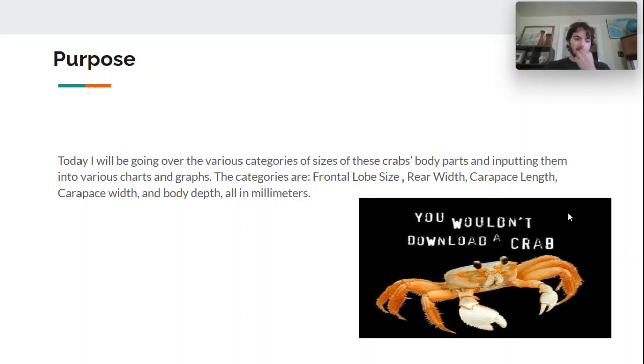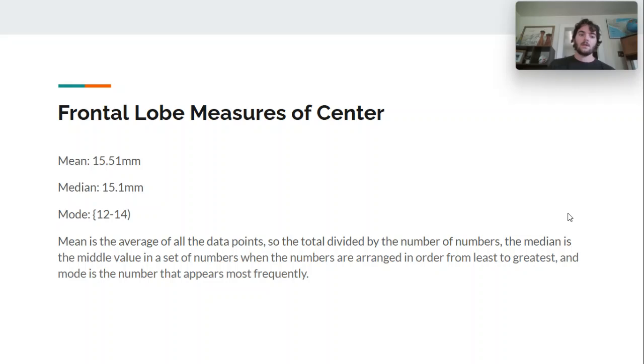Purpose: today we'll be going over the various categories of sizes of crabs' body parts and putting them into various charts and graphs. The categories are frontal lobe size, rear width, carapace length, carapace width, and body depth, all in millimeters.